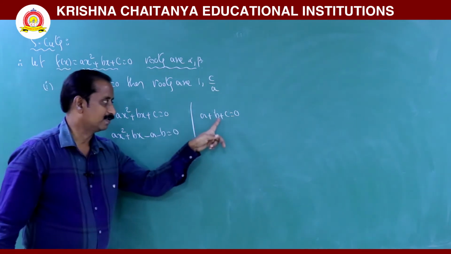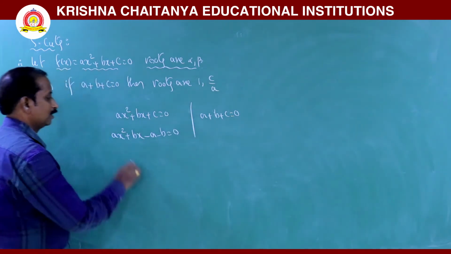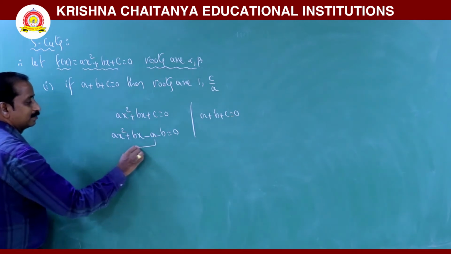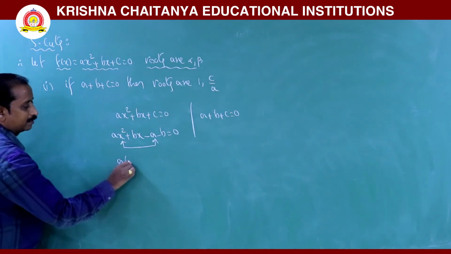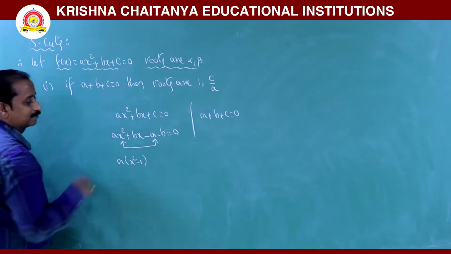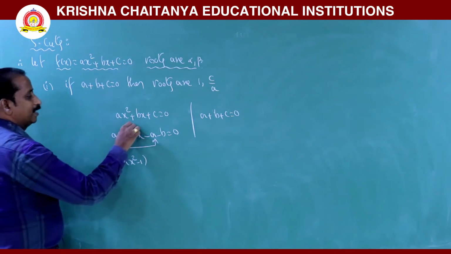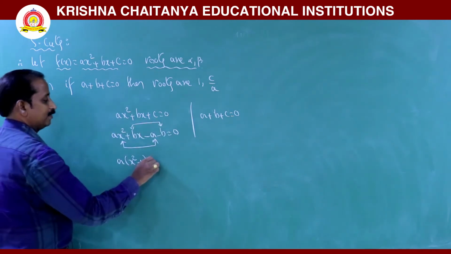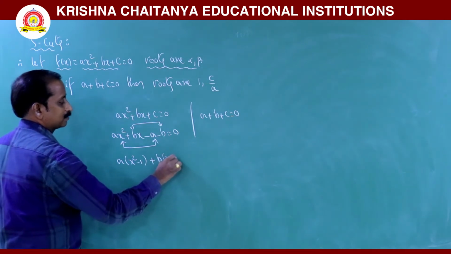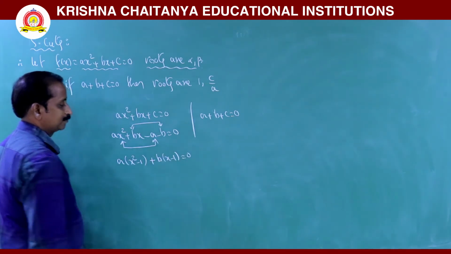This is from the given condition. Now in the first and third terms there is a common a. When a is common, the remaining is x square minus 1. Next, in the second and fourth terms there is a common b. Plus b will be common, and it becomes x minus 1 is equal to 0.